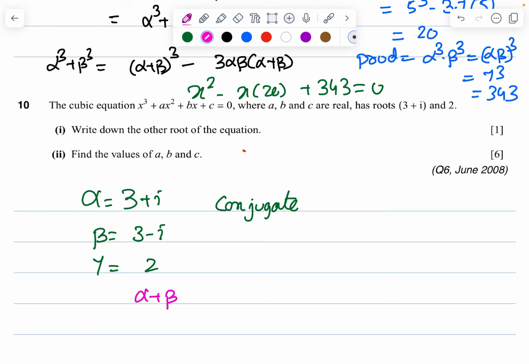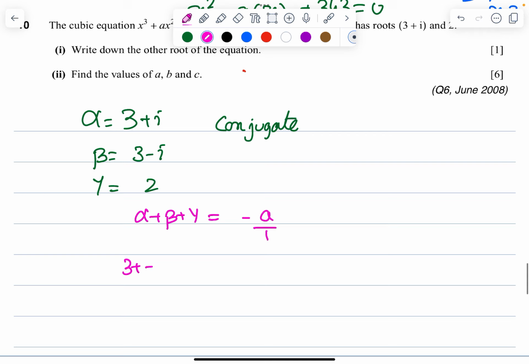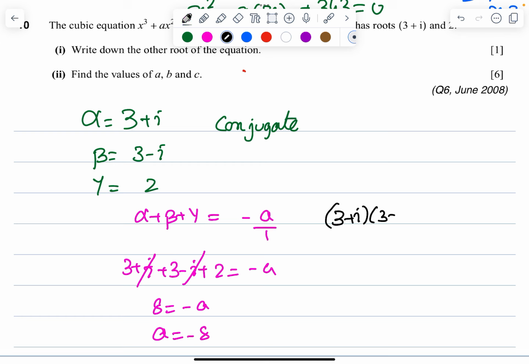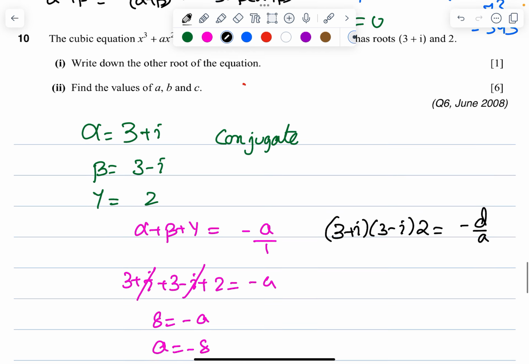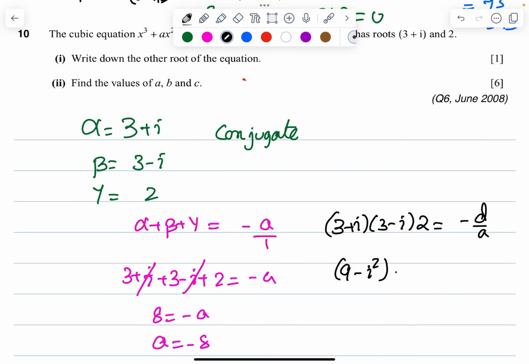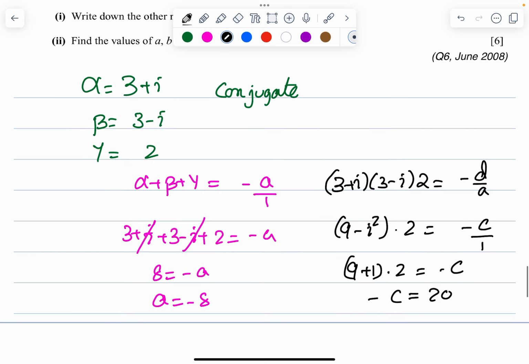We know that the sum of the roots, alpha plus beta plus gamma, equals negative A upon 1. So 3 plus i plus 3 minus i plus 2 equals negative A. The i's cancel. 8 equals negative A, so A equals negative 8. Then the product of the roots, 3 plus i times 3 minus i times 2, equals minus D by A. Over here it is 9 minus i square times 2; D is C over here, A is 1. So 9 plus 1 times 2 equals negative C. So negative C equals 20, and C equals negative 20.